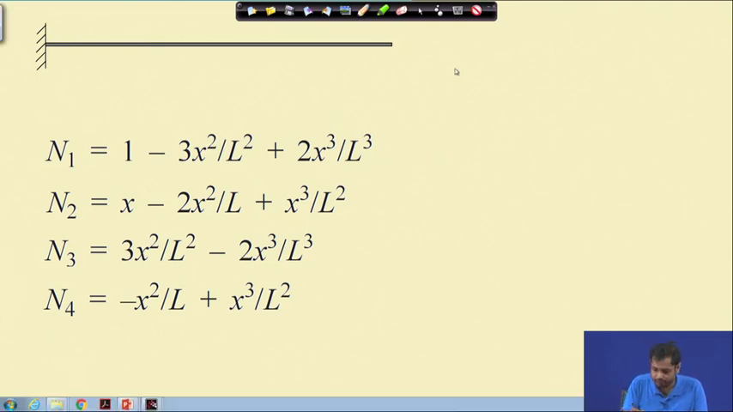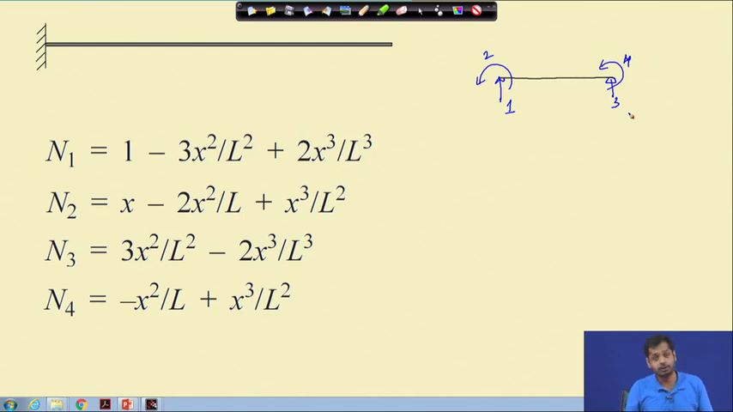If you have a beam element like this, any arbitrary beam element, and the degrees of freedom are vertical translation and rotation at each node, these are the corresponding degrees of freedom, so this is 1, 2, 3, 4. And the shape functions associated with all these degrees of freedom 1, 2, 3, 4 are these that we derived in the last class. Okay.